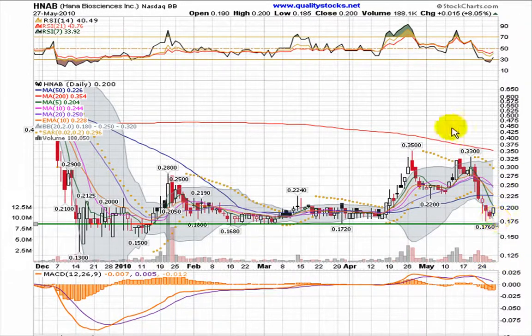Volume should have been a little bit higher. We'd like to see it be more than 188,000. Still on the downtrend, you always look for strength of a reversal based on the candle and the volume. So we'd like to see a little bit more volume come back into this. But that's a nice candle pattern.